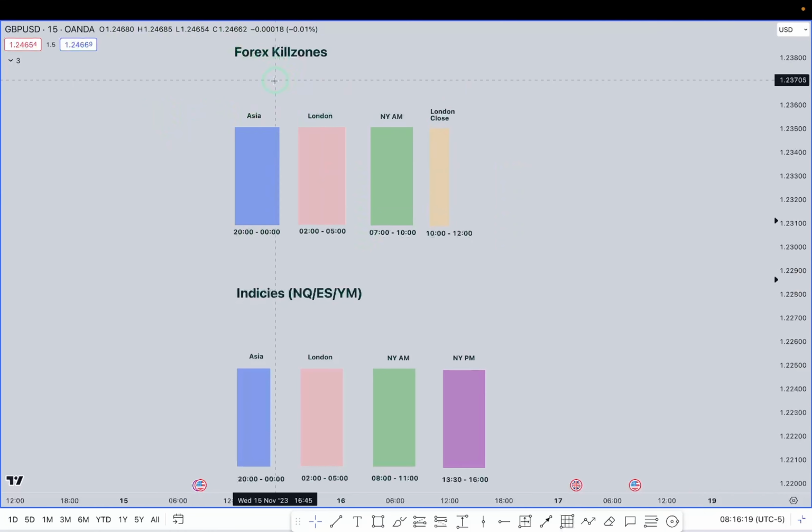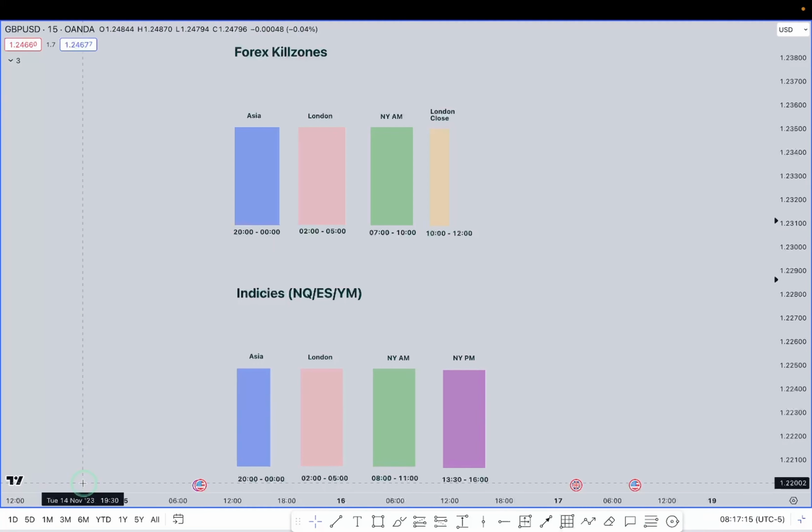For the Forex kill zones, Asian and London are the same, London 2 to 5, and then New York starts at 7 and ends at 10. London close is from 10 till 12, and after 12, you shouldn't trade Forex anymore. Then for indices, Asian and London are the same, from 8 till midnight and from 2 to 5. But the difference here is the New York AM session for indices starts at 8 and ends at 11. And we also trade the New York PM session for the indices, and that starts at 1:30 till 4 p.m.